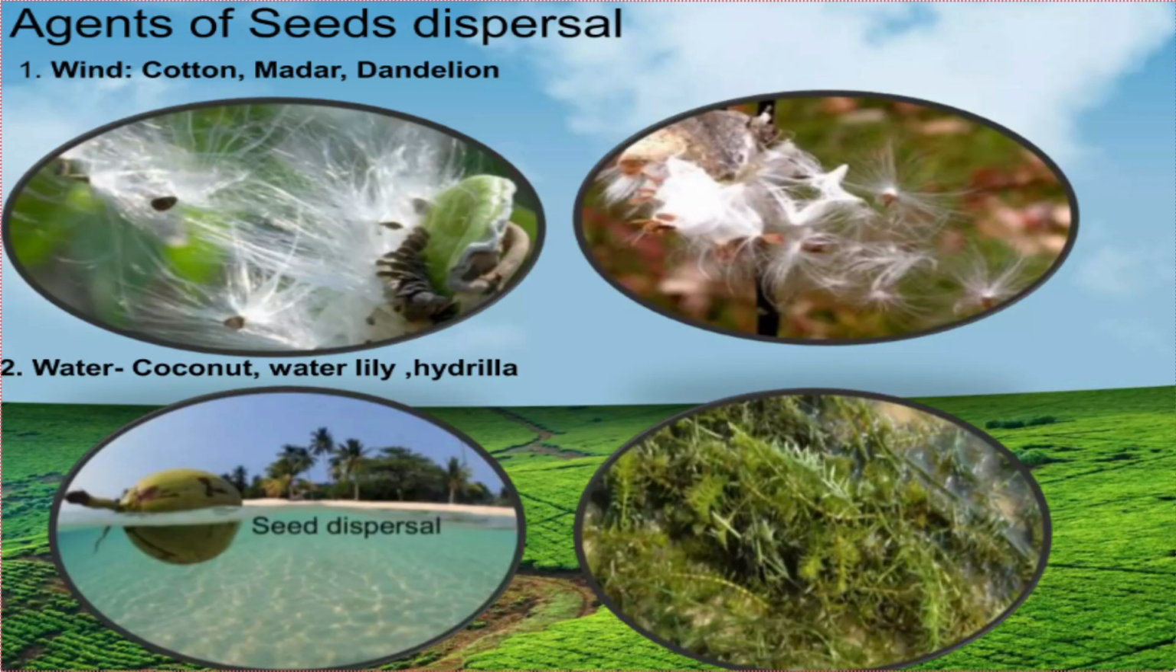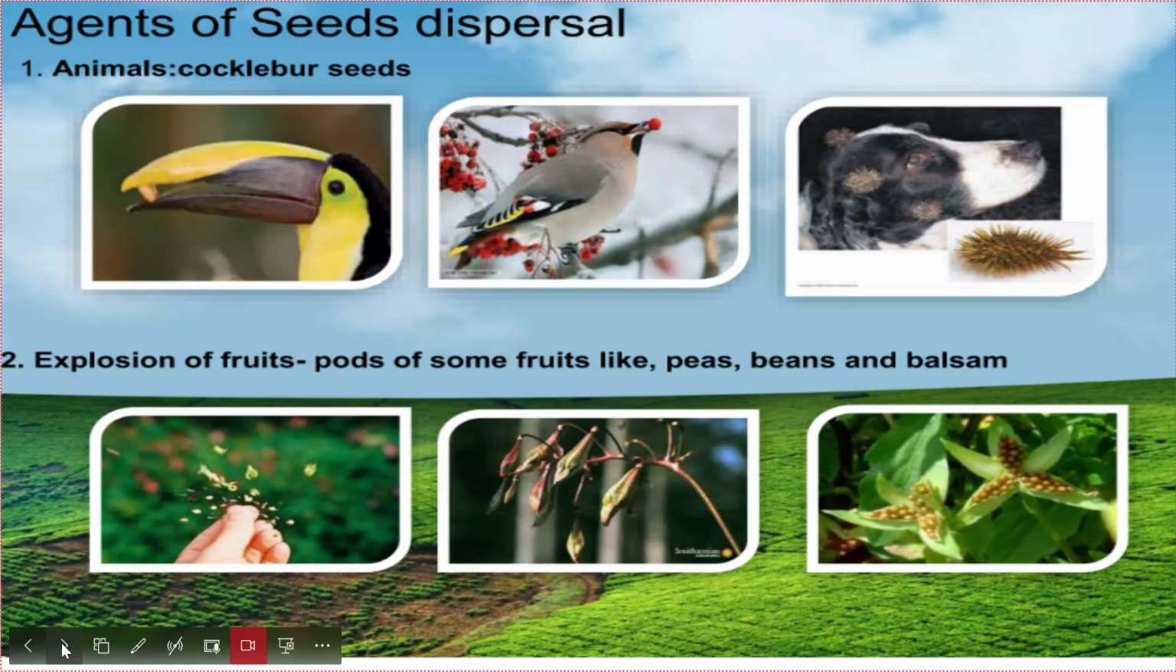Water. Now, what happens in this agent? Basically, the plants that grow near the sea areas, like coconut, these coconuts fall in the water. They float and float until they reach the shore, and they start growing on the other shore. Examples: coconut, water lilies, hydrilla, etc.